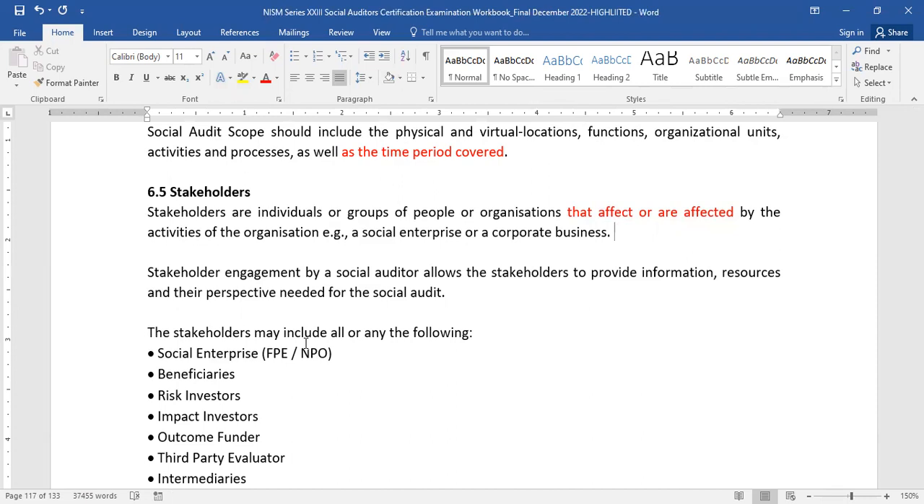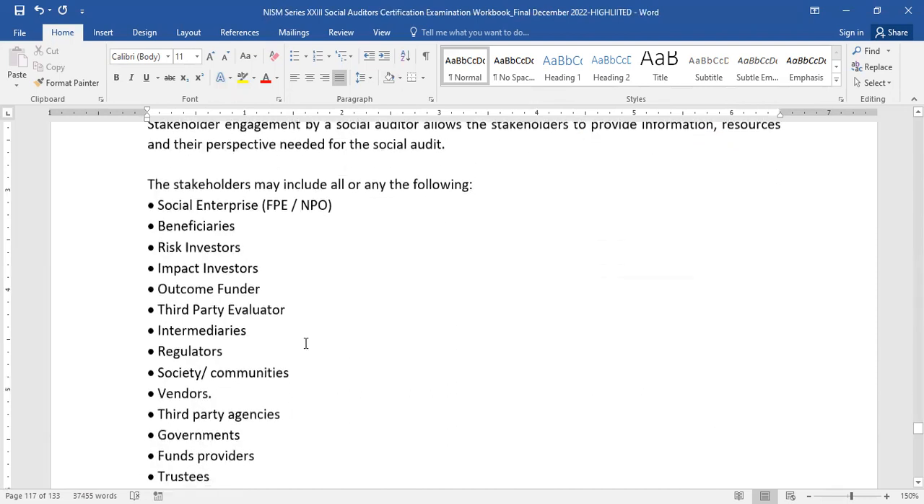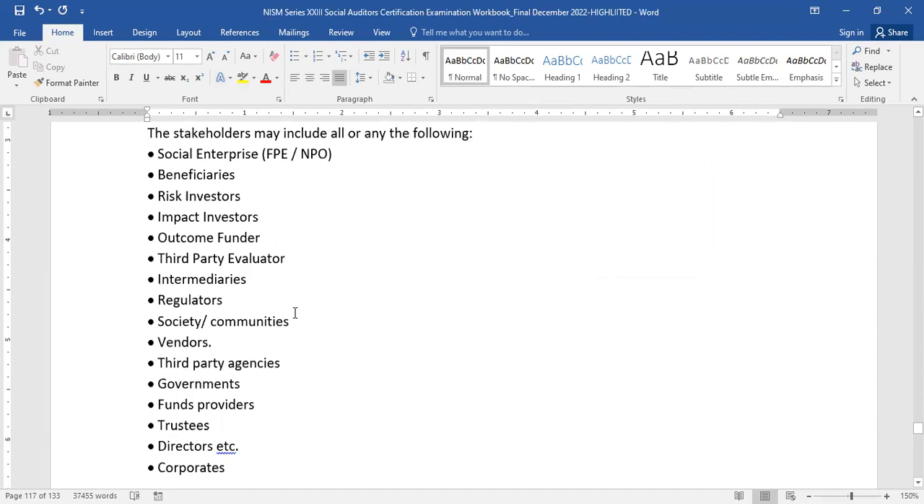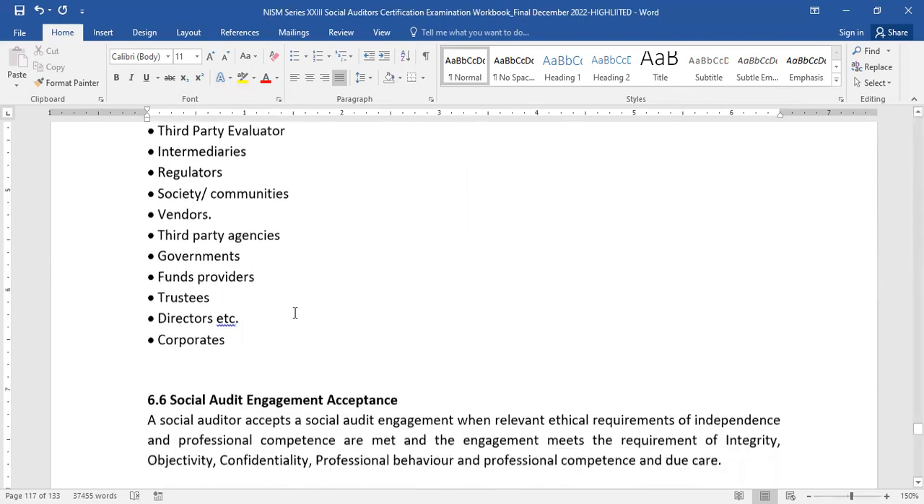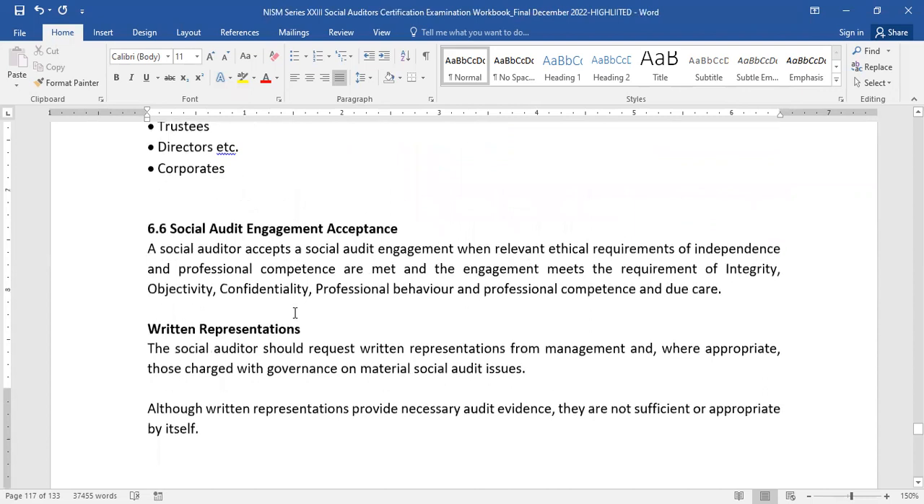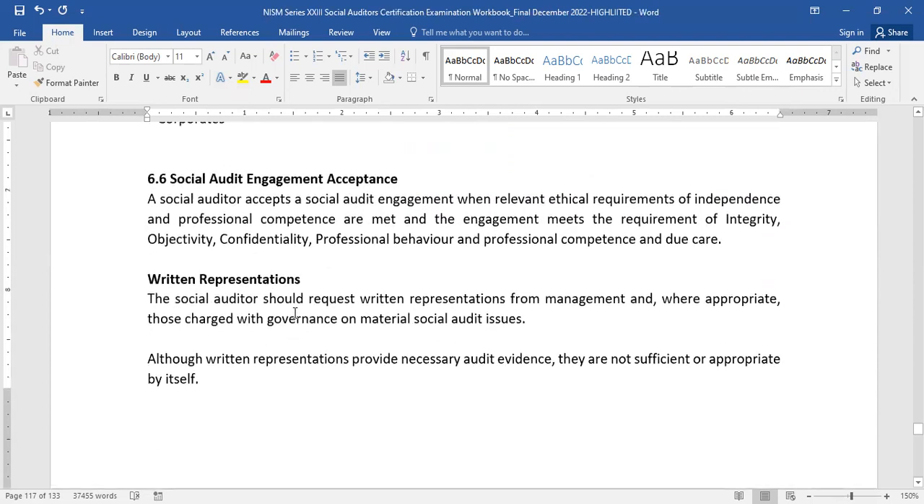Stakeholder engagements by a social auditor allows the stakeholders to provide information, resources, and their perspective needed for the social audit. The stakeholders may include all or any of the following. Number 1, social enterprise, that is for-profit enterprise या non-profit organization. Beneficiaries हो सकते हैं, risk investors हो सकते हैं, impact investors हो सकते हैं, outcome funder हो सकते हैं, third party evaluators हो सकते हैं, intermediaries हो सकते हैं, regulator, society और communities, vendors, third party agencies, government, fund providers, trustees, directors, corporates. So this list is also not exhaustive but the indicative one. इसके अलावा और भी stakeholder हो सकते हैं जो आज इस समय हमारे ध्यान में नहीं आ रहे.